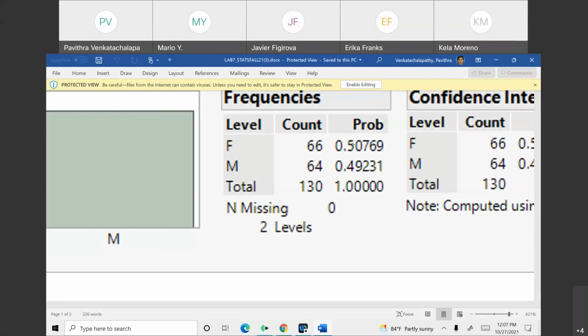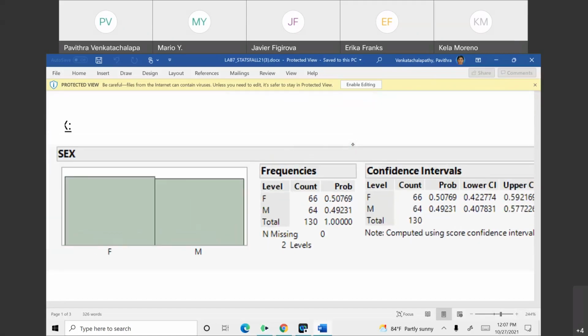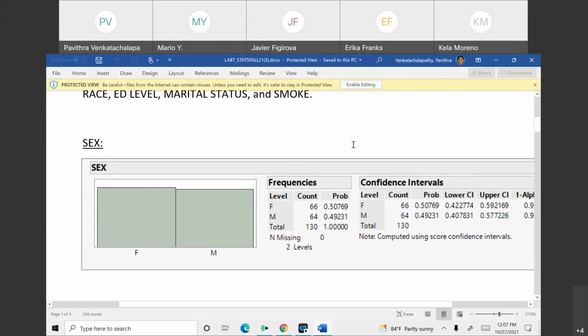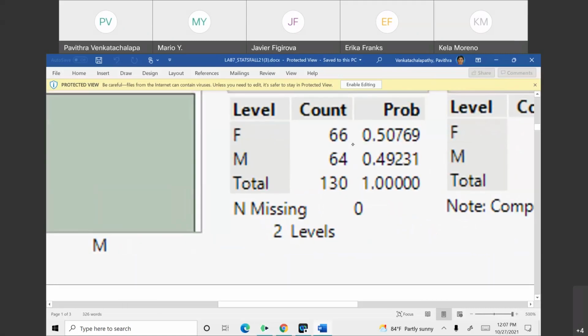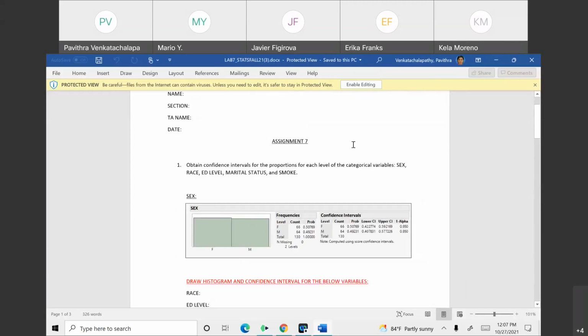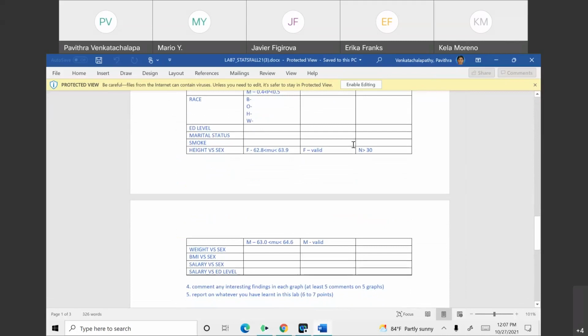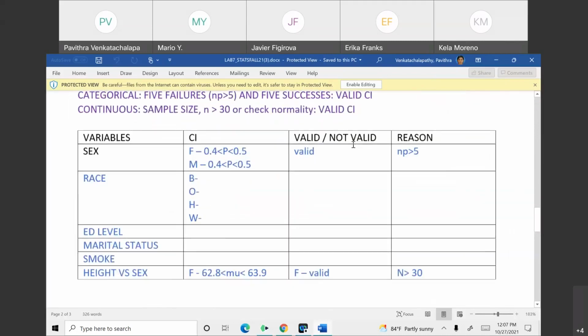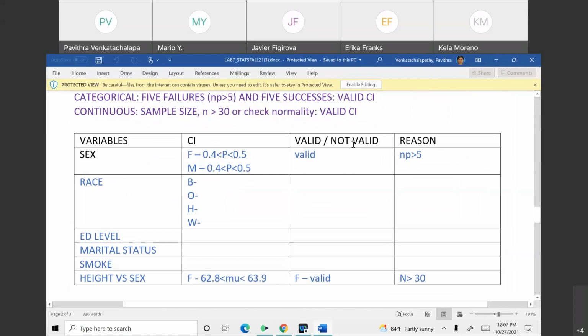So you can just go through the counts, and if each count is greater than 5, you can say it is valid. You will have a few variables where it will not be greater than 5, and sometimes you will have, like, female might be 3, male might be 5. So one is valid, one is not valid. So you have to mention that in the table. Okay, like this. You have to create a table like this. Variables, confidence interval, valid or not. You have to say why it is valid or why it is not valid.